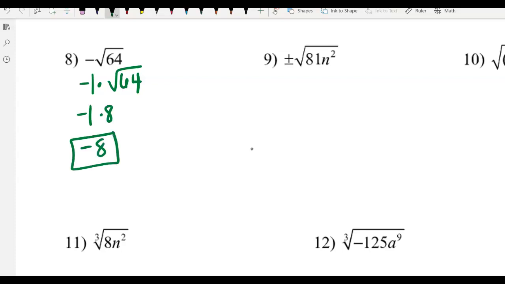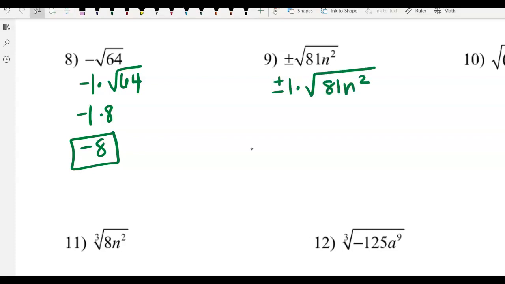What happens if there's a plus or minus in the front? It's the same as saying there's a plus 1 and a minus 1. We're just saying that, hey, y'all, there are 2 answers coming. Okay, that's all that is.